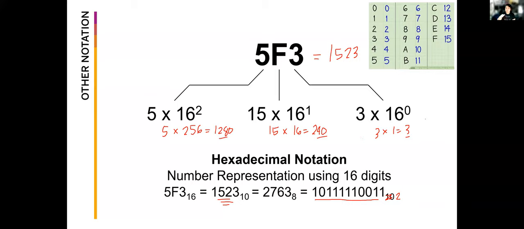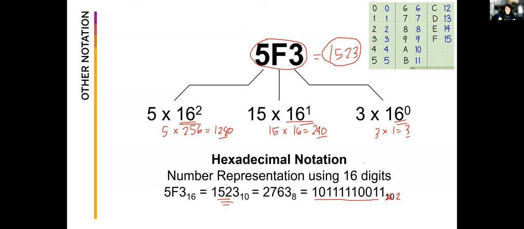Is the flow from 5F3 to 1523 clear? We've been doing the same thing. We have this number, we look at its notation or its base, then we multiply each digit or character by the base for each slot, and then we add all of those. That exact thinking is already an algorithm on how to convert an input number from one number system to its equivalent decimal notation.